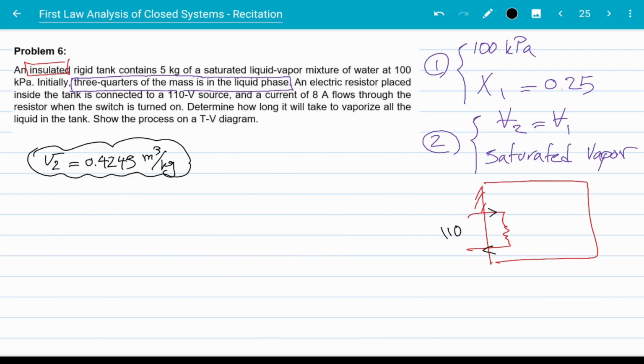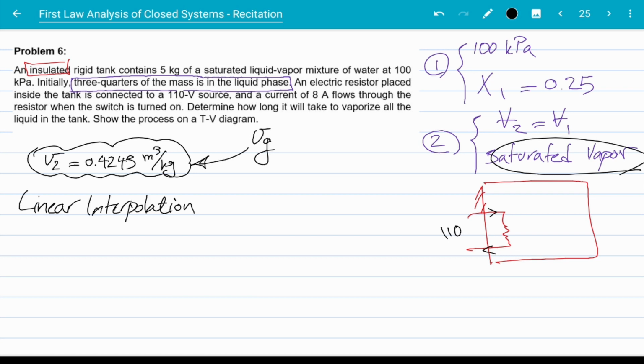Okay, so the other point about state 2 is that it's saturated vapor. So this is actually v of g for state 2, okay? So we need to go to the tables and check at what pressure or at what temperature the saturated vapor specific volume is equal to 0.4243. Now if you do that, you will see that you cannot find the exact number that you're looking for. So we need to do a linear interpolation. Again, if you are not familiar with linear interpolation, I've done it in a previous video in detail, so I'll put the link in the description below. Go check that video to see how to do a linear interpolation within the property tables.